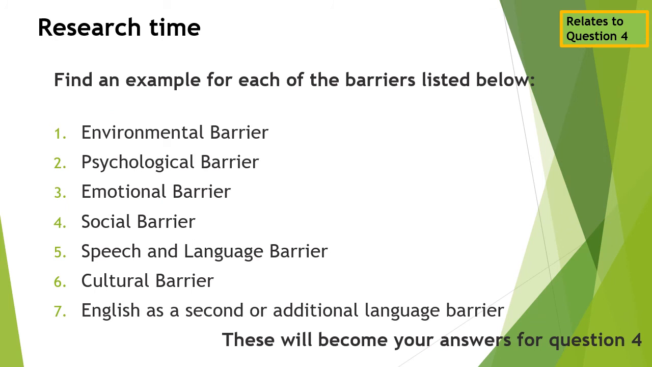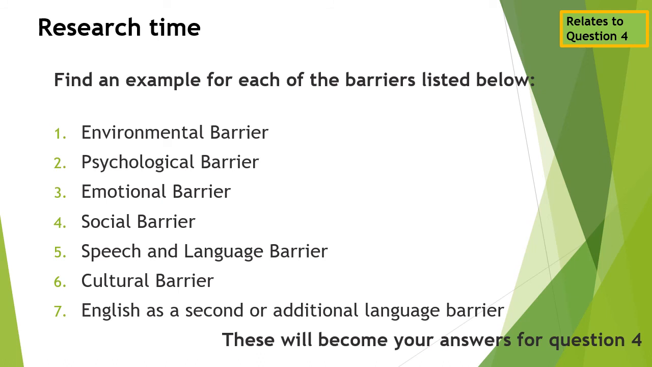So what I want you to do now, I want you to do some research. You need to have a look at the 7 different barriers to communication, and I want you to go and find an example for each of the barriers. So for an environmental barrier, a psychological barrier, emotional barrier, social, speech and language barrier, cultural barrier, and English as a second or additional language barrier. So you do your research.